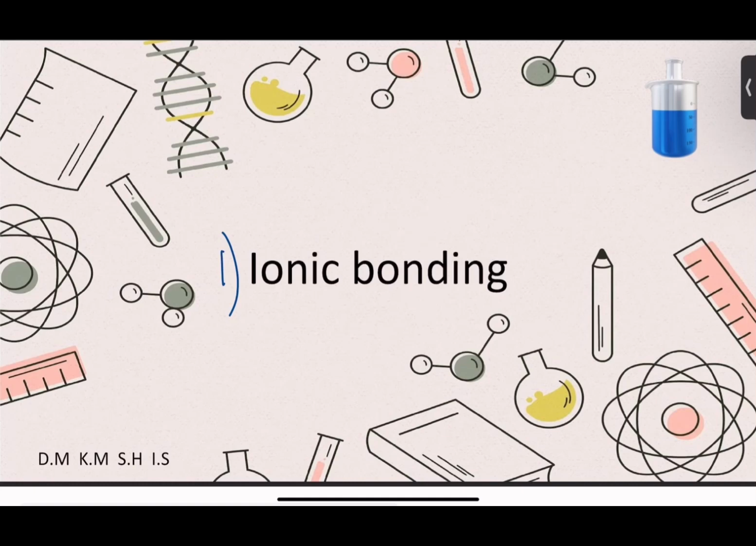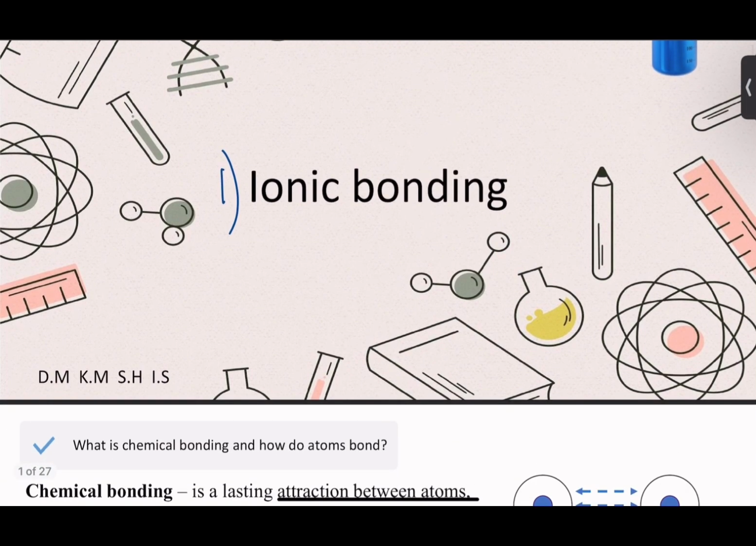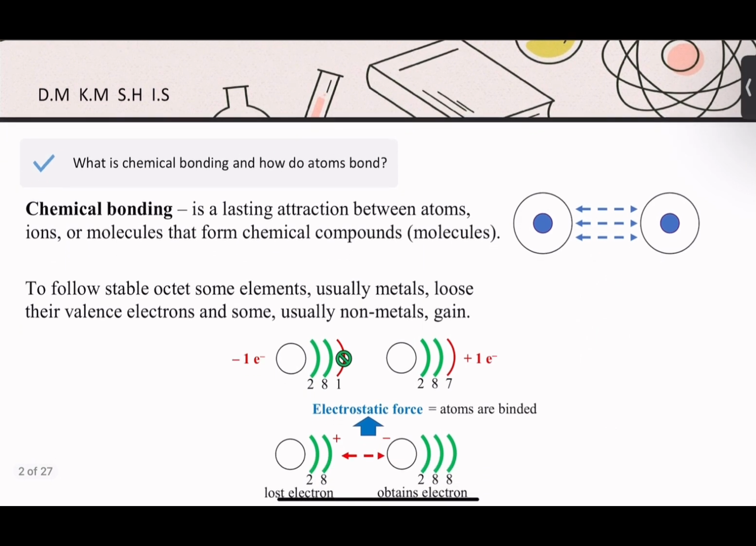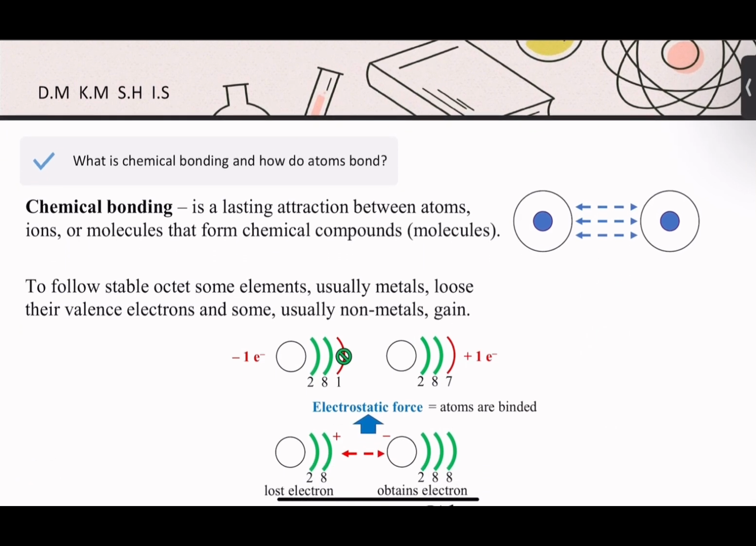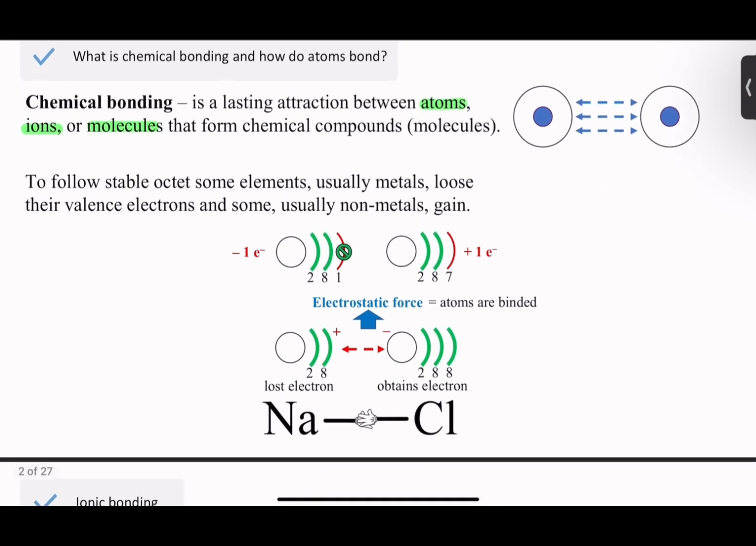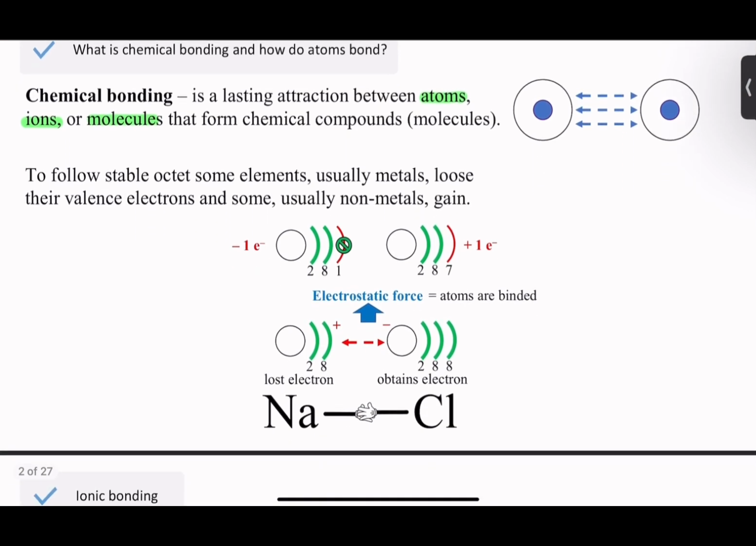In this series, I'll be talking about chemical bonding, and the first topic is ionic bonding. Before we move ahead, I want to remind you what chemical bonding is. Chemical bonding is a lasting attraction between atoms, ions and molecules. But we need to get a stable octet to get that chemical bonding. Once you get the stable octet, you get a chemical bond.